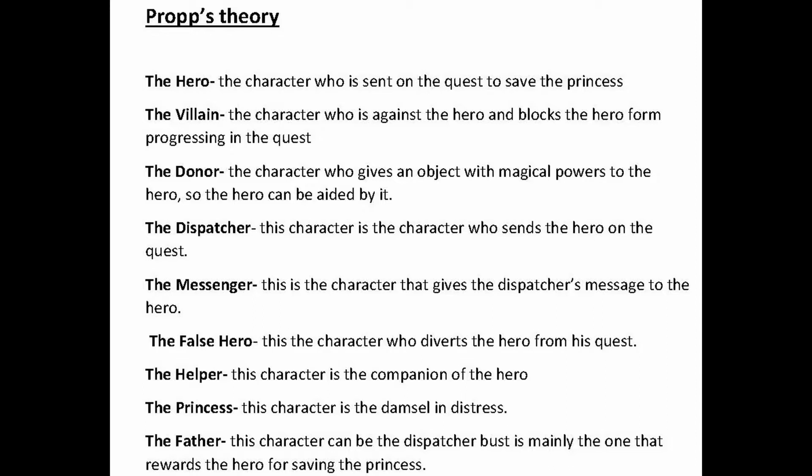The false hero is the person who pretends to be the hero, but what he does is disrupt the progress of the hero. He doesn't really disrupt. I would say he diverts the hero from his quest.